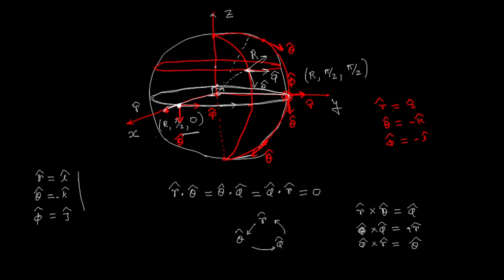Now, once we know the directions of r cap, theta cap, and phi cap, we can define a few parameters. Look at this. The first is the elementary length vector in the spherical polar coordinate system.